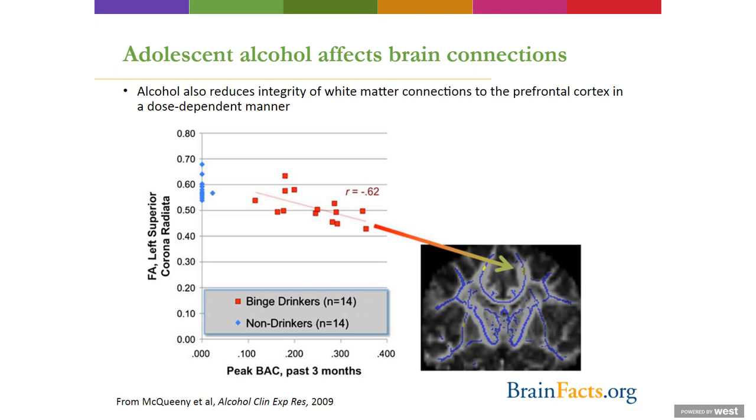And what we can see here is that this region that's pointed to, in a slightly warmer color, is much more intact in individuals who are non-drinking, and then continues to get less intact, or there's less integrity there, as the slope goes down as a function of peak blood alcohol content in the last 3 months. So that's an estimate of binge drinkers. The more that you drink, the less integrity you have in this connection that's so important.